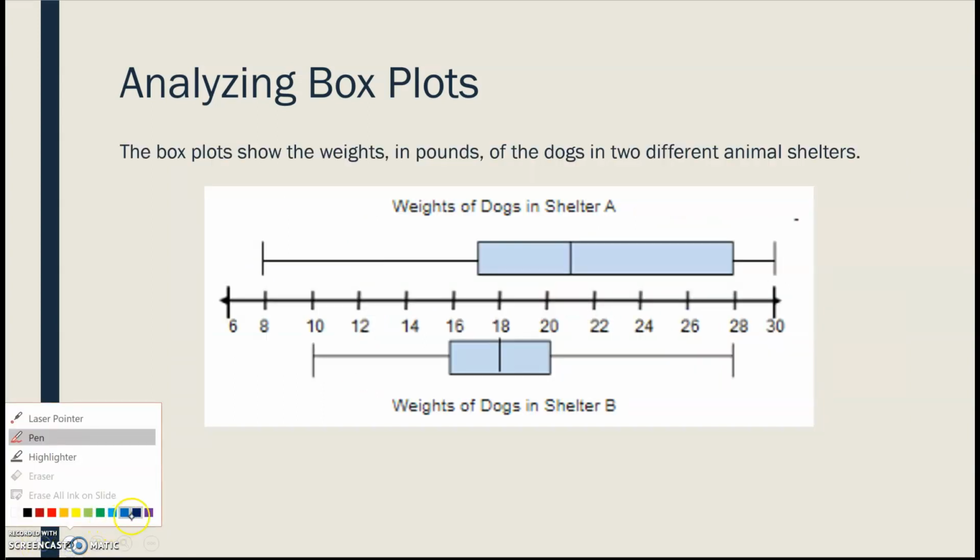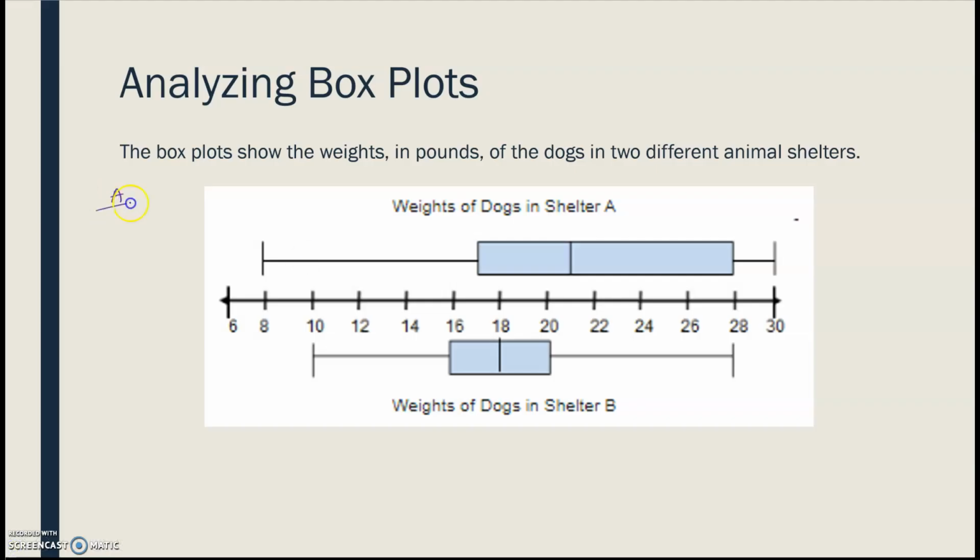So I want to go ahead and do an example with you of analyzing this. So it says the box plot shows the weights in pounds of the dogs of 2 different animal shelters. Okay, so let's start with shelter A. Okay, so shelter A, we have range, we have median, there's no mode. So range is going to be your maximum, so 30 minus the minimum of 8. So 30 minus 8 is 22. The median is right here. It's the middle. So we're going to say that's 21.